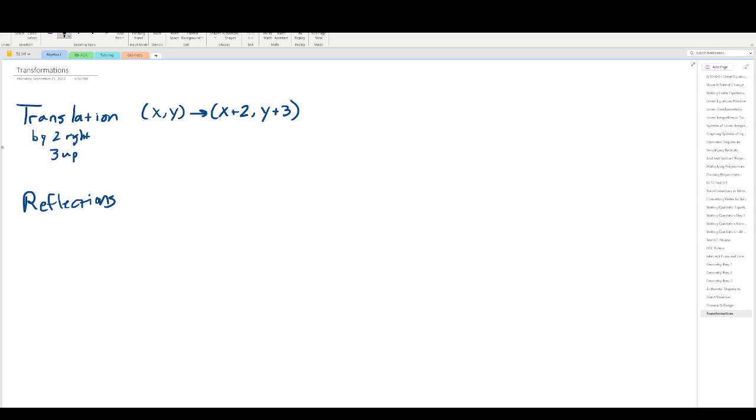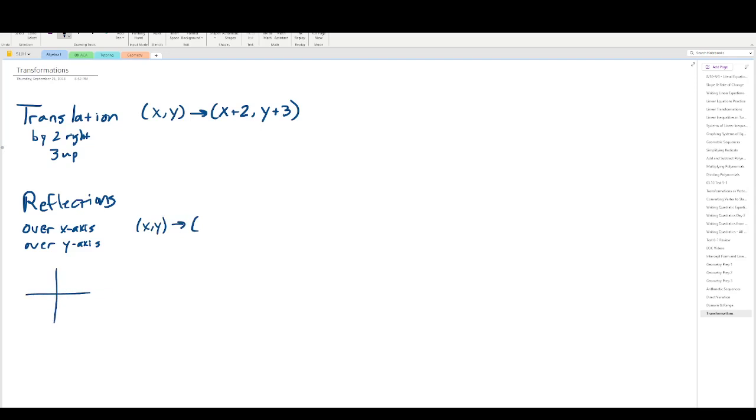And just like we did in earlier math, we can reflect over the x-axis or over the y-axis. We could also say across that axis. So we're mirroring all of our points. So every single point gets mirrored. And over the x-axis, (x, y) becomes... since we're going over the x-axis, it switches all the y values.